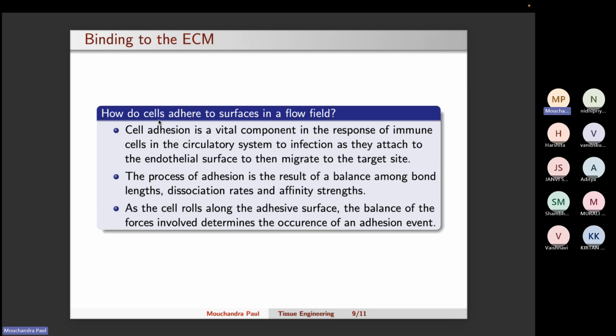Now, how do cells adapt to surfaces in a flow field? In what kind of scenario can you expect a flow field to take place? Like, there is a flow of a fluid happening and the cells have to adhere under this kind of a flow field. When can you expect that? Anyone?